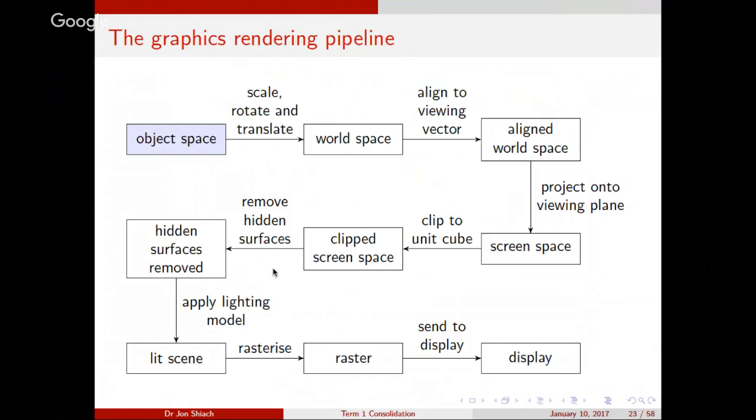Remember, in the left-hand coordinate system, the z-axis is pointed into the screen. Some textbooks and websites have the z-axis pointing towards you. It doesn't really matter whether you've got a negative z or a positive z, the mathematics is still the same. After you've got the aligned world space, you then project onto a viewing plane. Now, this is my screen. It's only 2 dimensions. If I had a 3D world, I've got to somehow squash that 3D world onto a 2-dimensional plane, and that's what this process does.